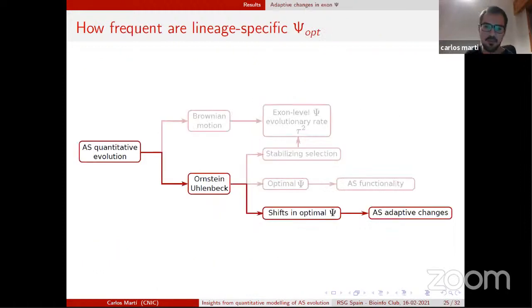Finally, something that we were also interested in seeing is whether there were changes in the optimal value across exon inclusion rates. This way, we could see whether changes across different species are actually driven by selection, or it's just random noise.